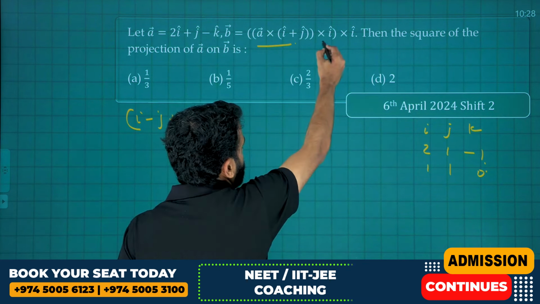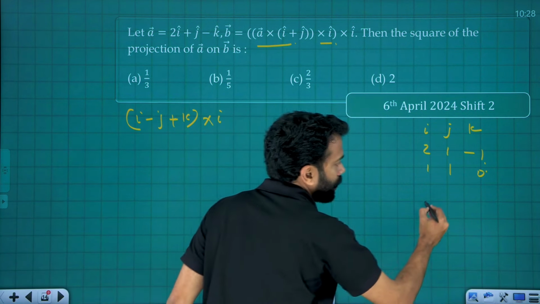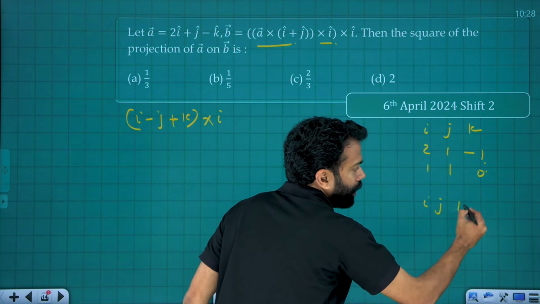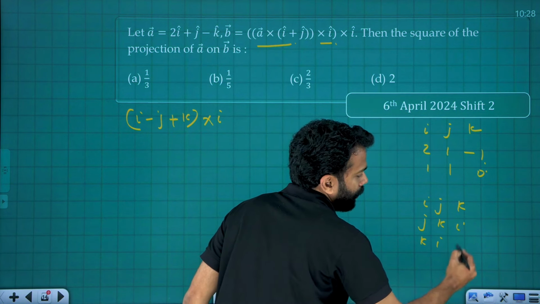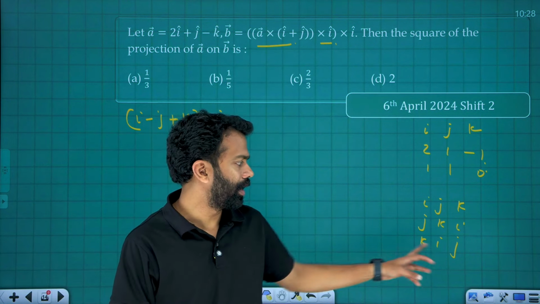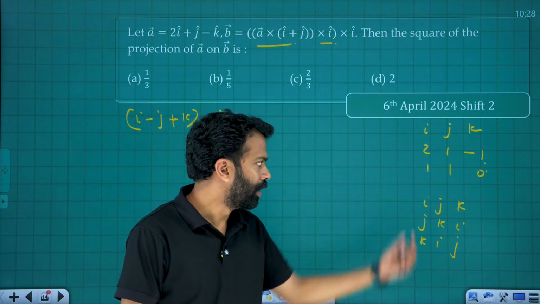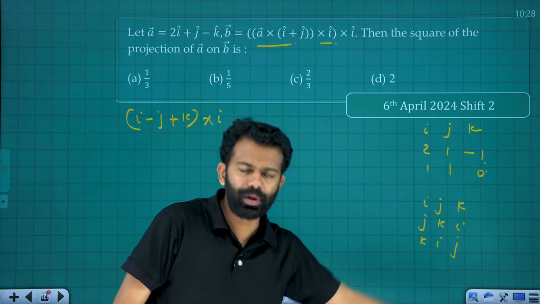I am using the first one here, that is cross i. You need to use the cyclic theorem here: i j k, j k i and k i j. What is i cross j? k. What is j cross k? i. And what is k cross i? j. If it is in the reverse order, go for the negative sign. The result will be the same, apply a negative sign there.